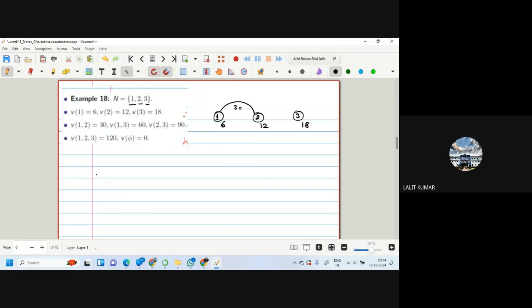When 1 and 2 interact, they get 30. When 2 and 3 interact, they get 90. When 1 and 3 interact, they get 60. And when all three interact, they get 120. So this is the game. Now, to get the Shapley values, I can reduce it to subgames.